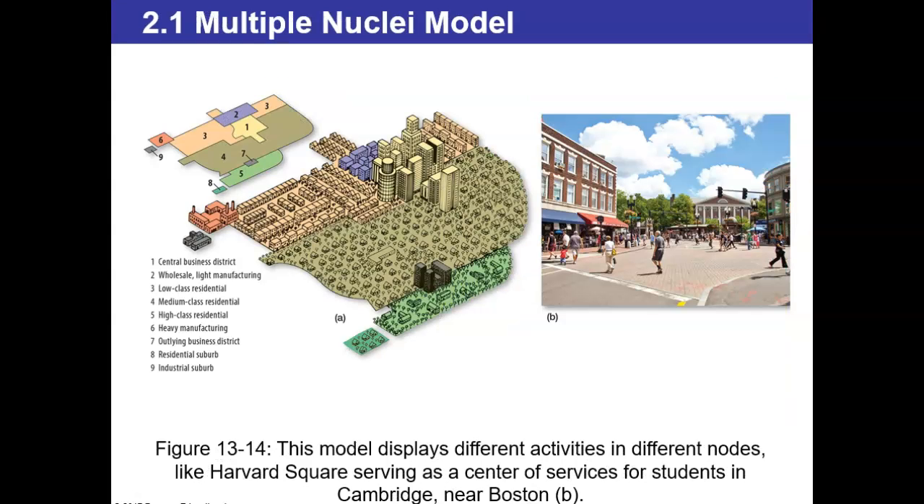And then lastly, the multiple nuclei model. That was developed by 2 geographers, C.D. Harris and E.L. Ullman in 1945. In this model, a city is a complex structure that includes more than one center around which activities revolve. Examples of these nodes include a port, a neighborhood, a business center, a university, an airport, and a park.